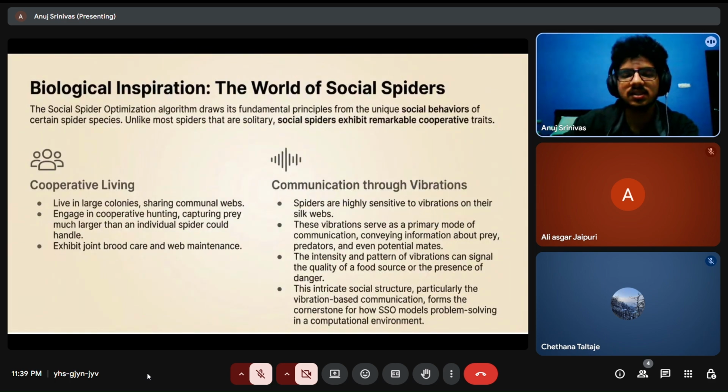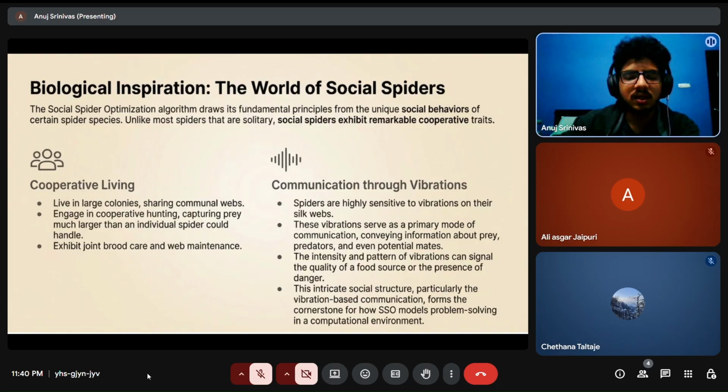Where did this algorithm come from? The biological inspiration behind this algorithm comes directly from real social spider colonies. Social spiders exhibit strong cooperative behavior. They hunt together, share resources, and support each other when dealing with large prey. Their primary mode of communication is through web vibrations. These carry important information such as presence of food, danger, or potential mates. Social spider optimization captures this communication mechanism computationally. This allows spiders in the algorithm to share information and move intelligently and efficiently.